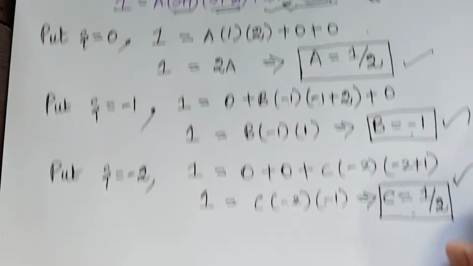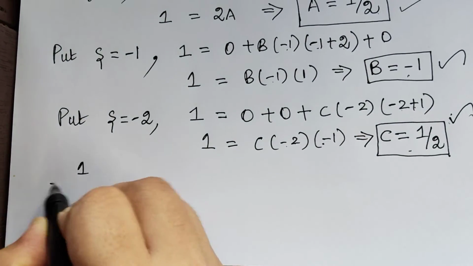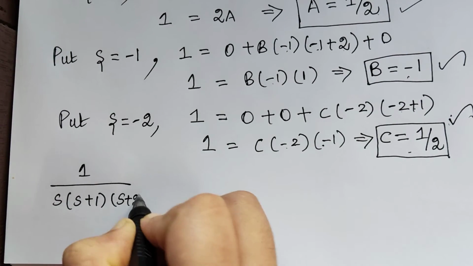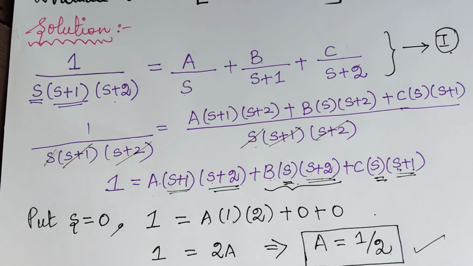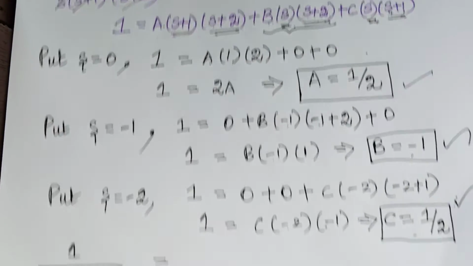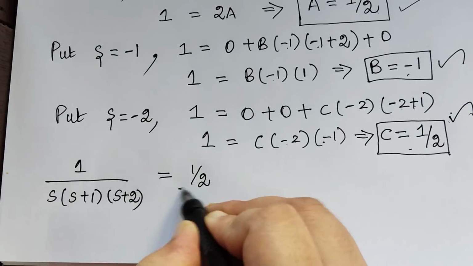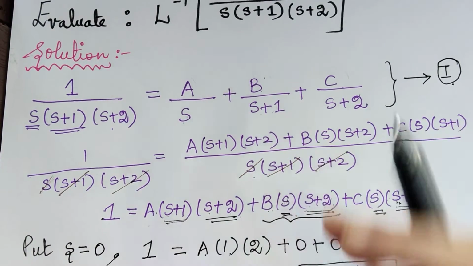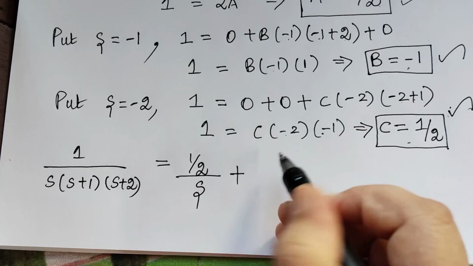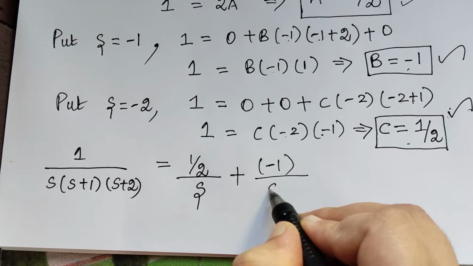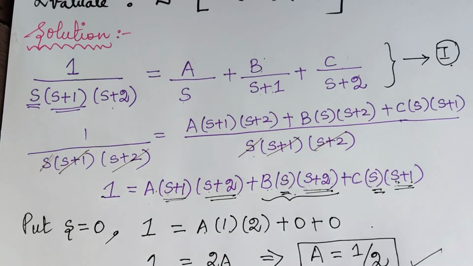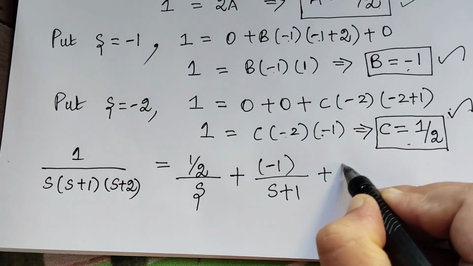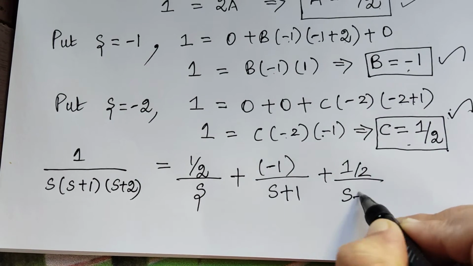So therefore what we get is 1 divided by s multiplied with s plus 1 multiplied with s plus 2 is equal to what? First we have a divided by s. A is 1 by 2. So 1 by 2 divided by s, plus next we have b divided by s plus 1. What is b? b is minus 1. So minus 1 divided by s plus 1. And then what do we have? c divided by s plus 2. What is the value of c? c is 1 by 2. So plus 1 by 2 divided by s plus 2.